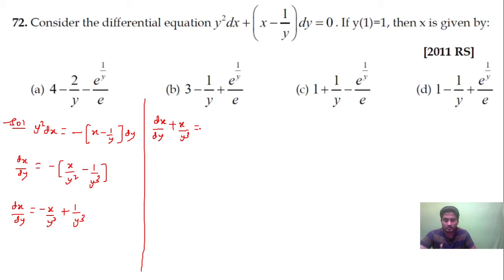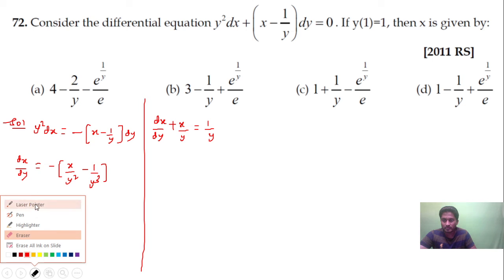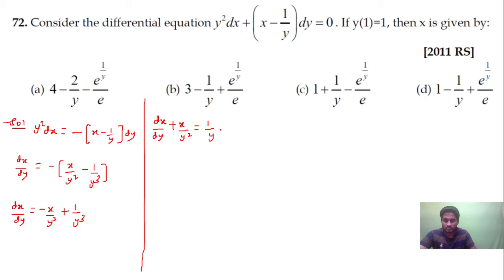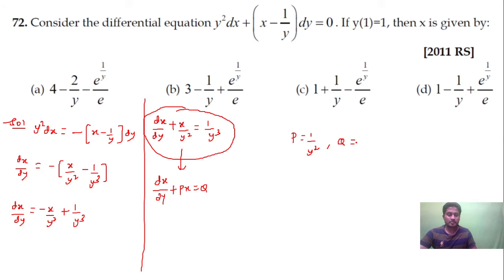x by y square is equal to 1 by y cube. Now this is of the form dx by dy plus px is equal to q. P and q are functions of y. So p is equal to 1 upon y square and q is equal to 1 by y cube.